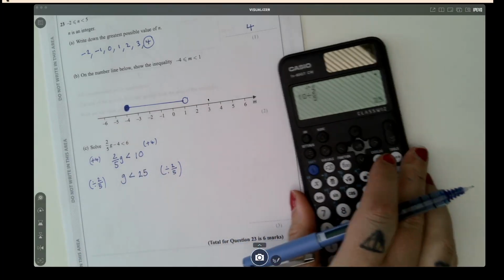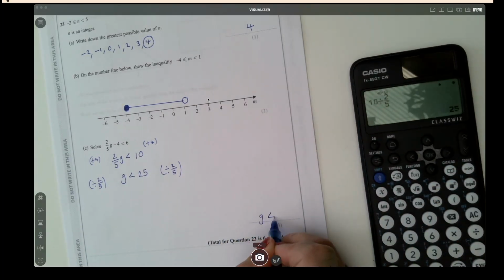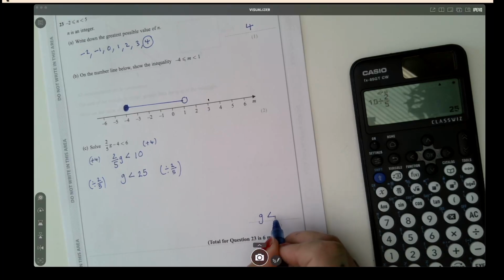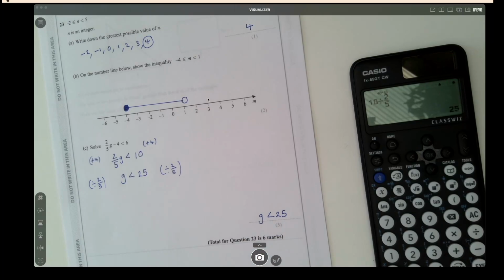So g is less than 25. It's important because we've got an inequality symbol here that we write the full thing. g is less than 25.